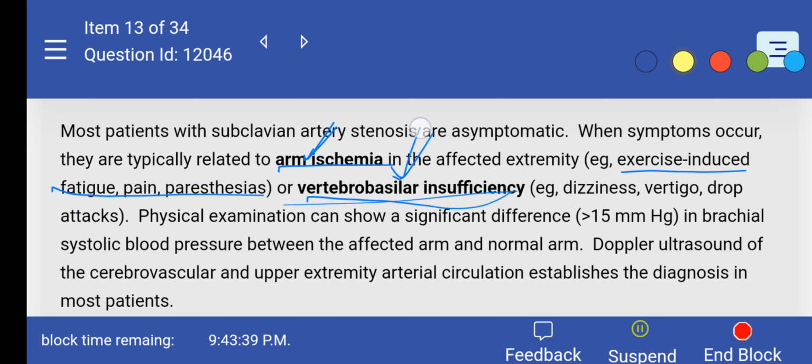Just like in this case, dizziness, vertigo, drop attacks. Physical examination can show a significant difference greater than 15 mm of mercury in brachial systolic BP between the affected arm and normal arm. This is important. Doppler ultrasound of the cerebrovascular and upper extremity arterial circulation establishes the diagnosis of most patients.